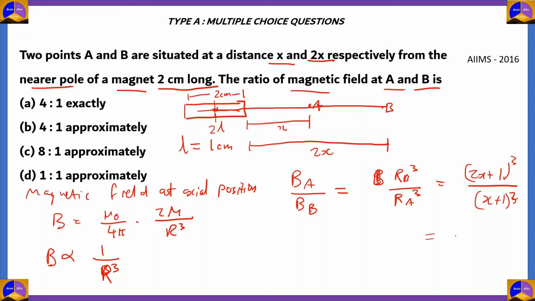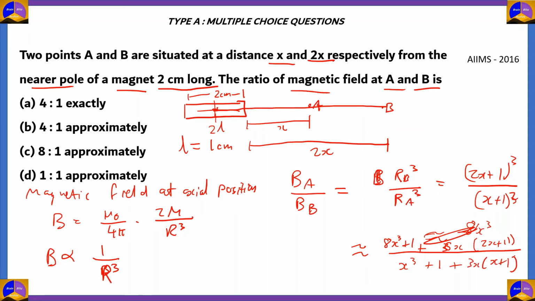So now it shortens down to 8x cubed. It becomes 8x cubed plus 1 plus 6x into 2x plus 1, divided by x cubed plus 1 plus 3x into x plus 1.